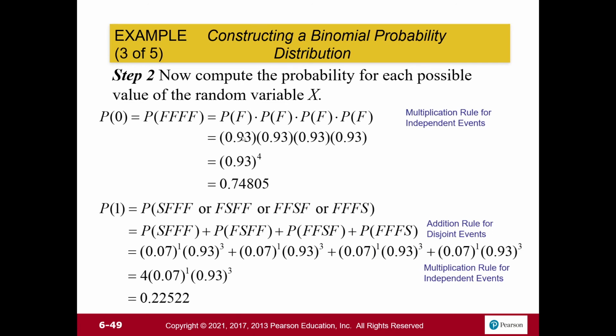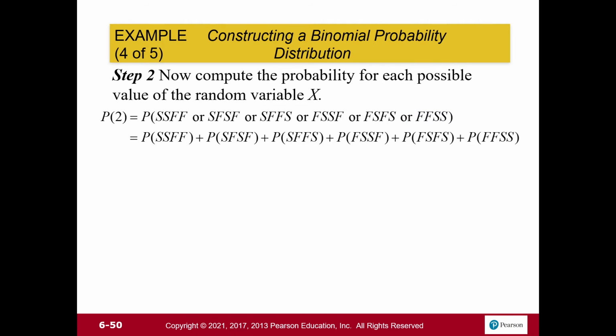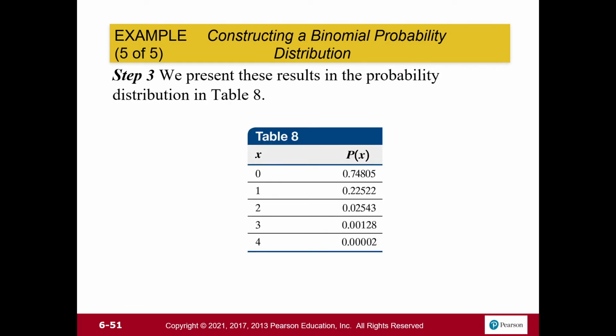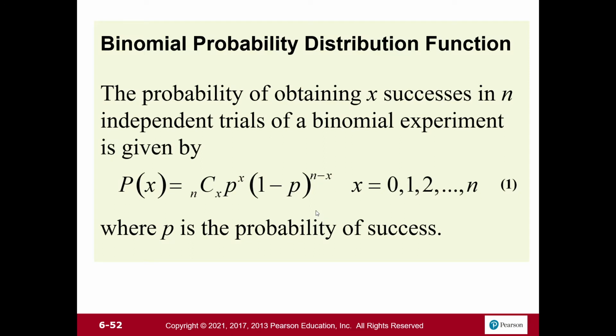The successes and failures, and so on and so forth. We're multiplying them because they're independent events. Here we present the results in the probability distribution table. So they calculated all of the different probabilities and listed them out in a table. Here is the binomial probability distribution function. This is that formula. And we do use our technology to compute probability distribution problems.